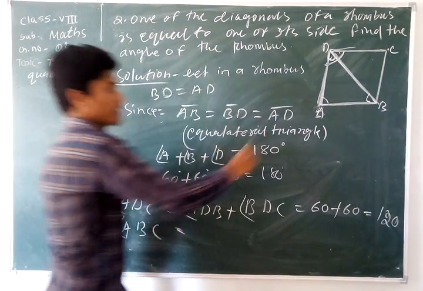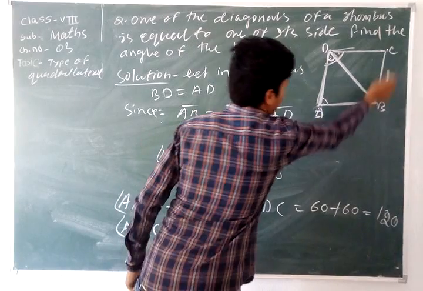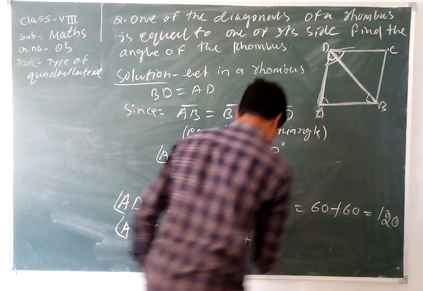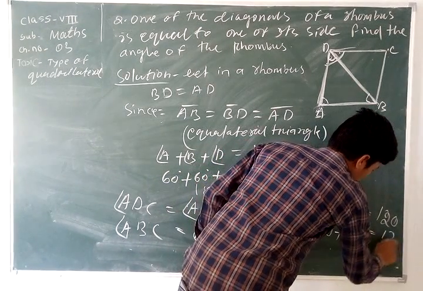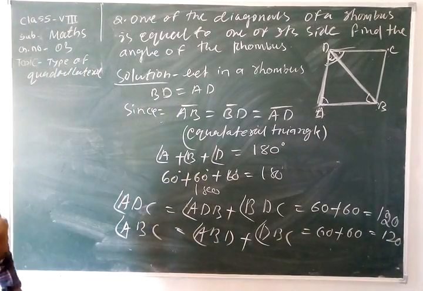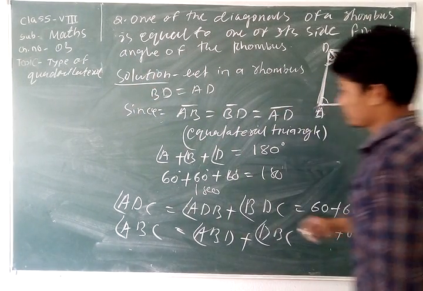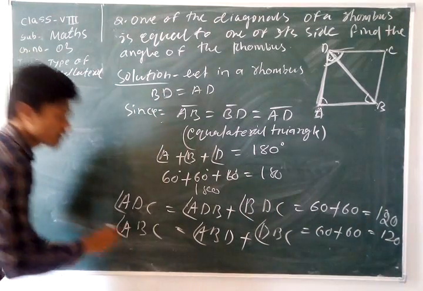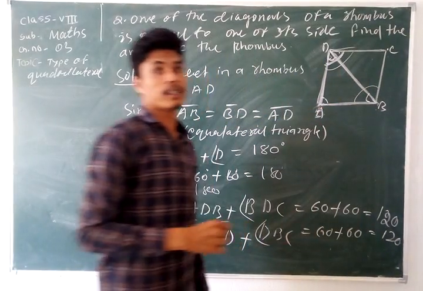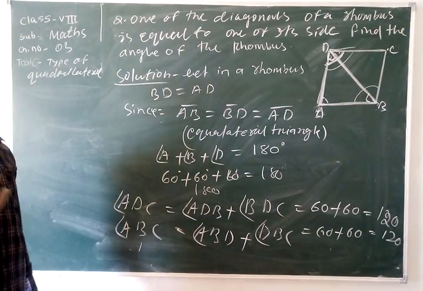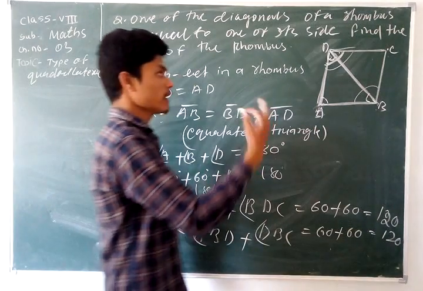Similarly, ABC equal to ABD plus DBC, equal to 60 plus 60 equal to 120 degree. Clear about this? How you got the 120 degree? Thus the opposite angles are equal. Now we know that the sum of these two angles and these two angles is 180 degree. The property of a quadrilateral: the angle sum is 360 degree. That's why the angle measures are 60 and 120. Okay.